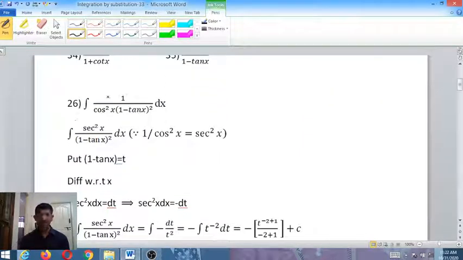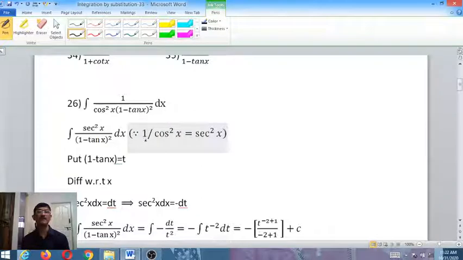Integral of 1 by cos square x into (1 minus tan x) whole square. Tan x whole square is here. Now we know that, look at this: tan x is there, cos x is there. If you differentiate tan x, you don't get cos square, and if you differentiate cos square, you don't get tan x. So here we apply the quotient rule.